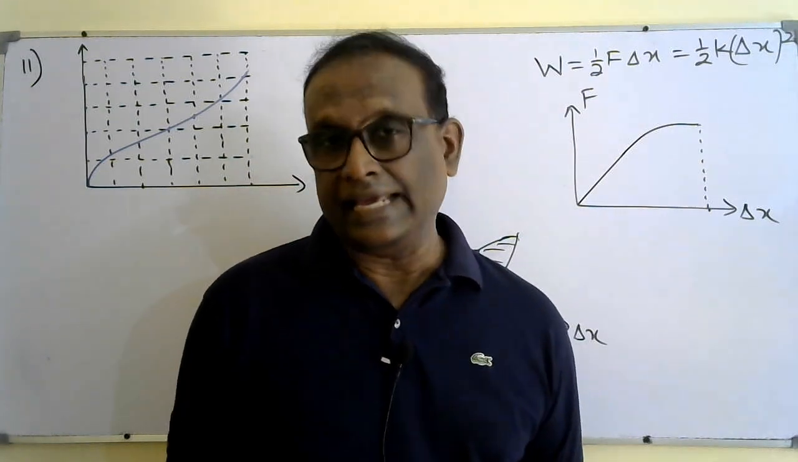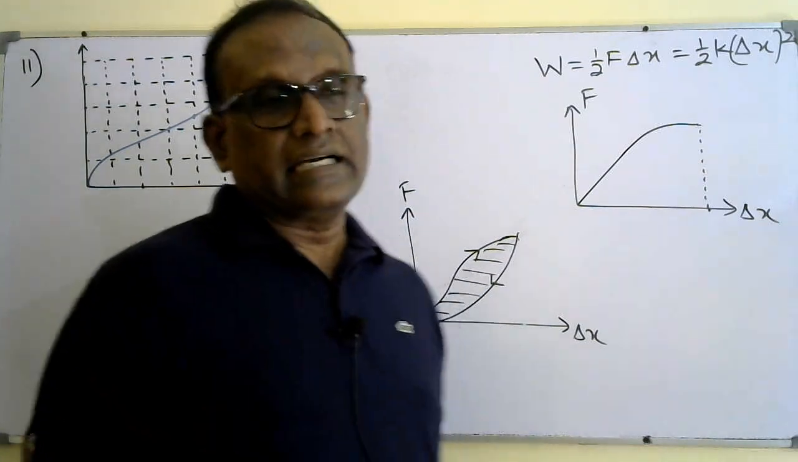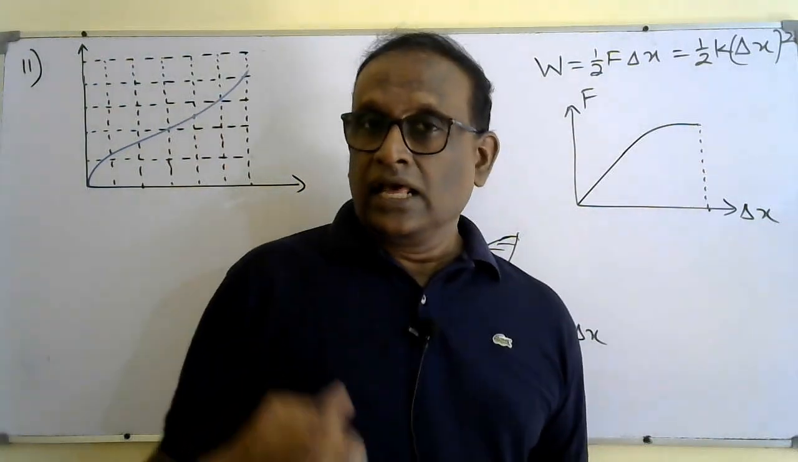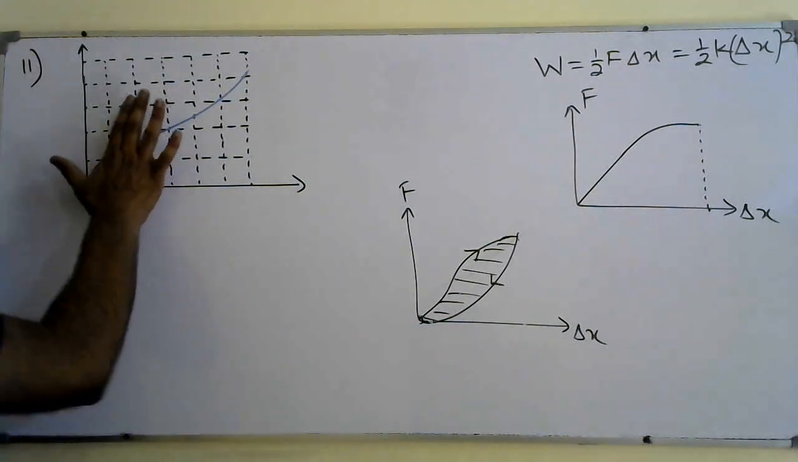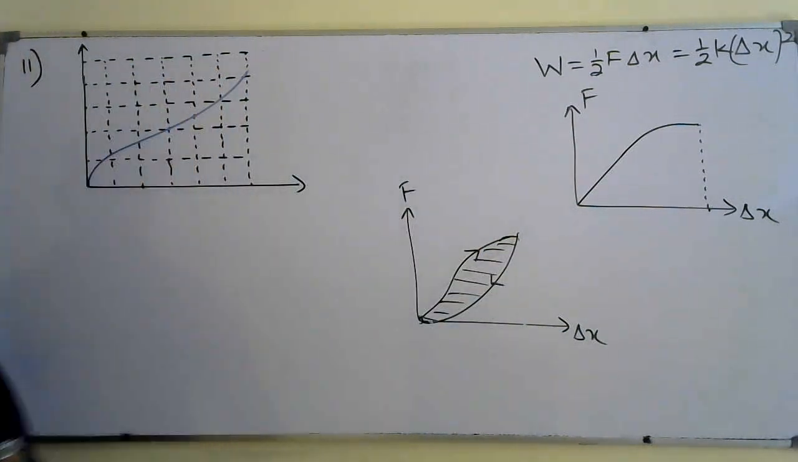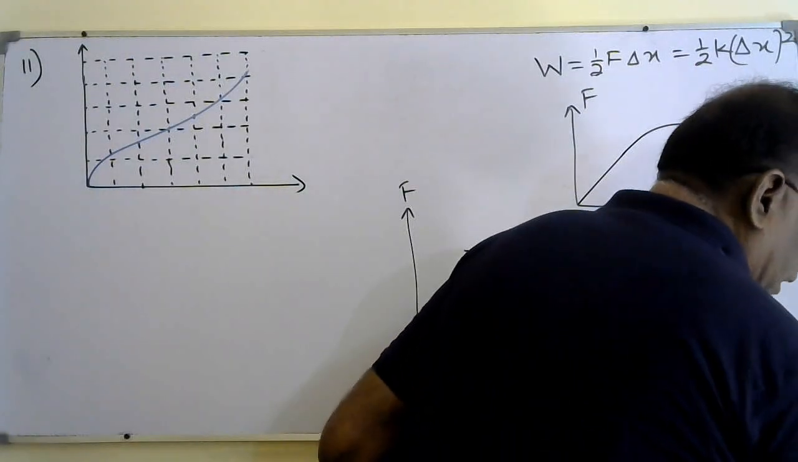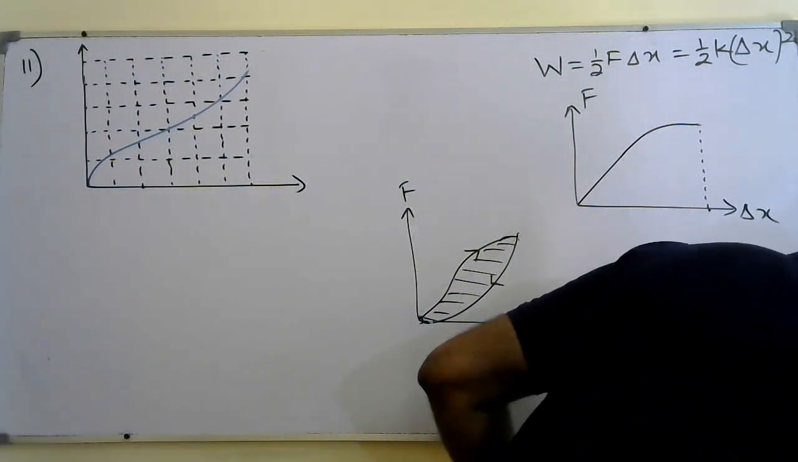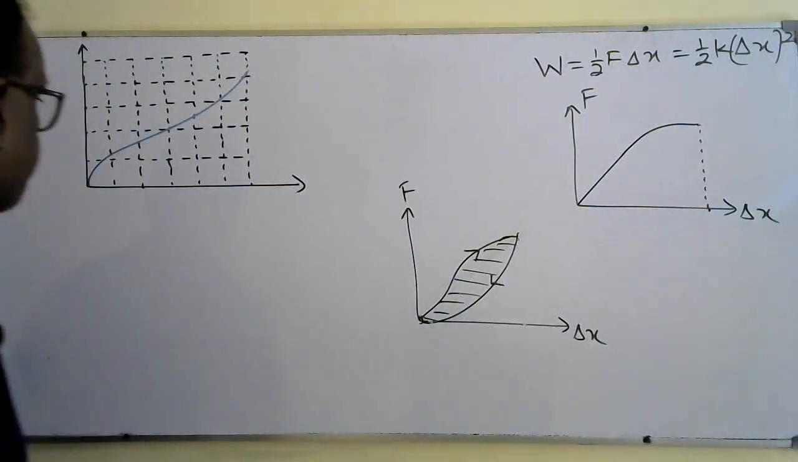Okay, how to find the area of a curve? We use a method: we count the number of squares below the graph. For example, I drew this graph. Actually, this graph is not the given graph. I just took an example of how to find the area covered by the graph and the extension axis.